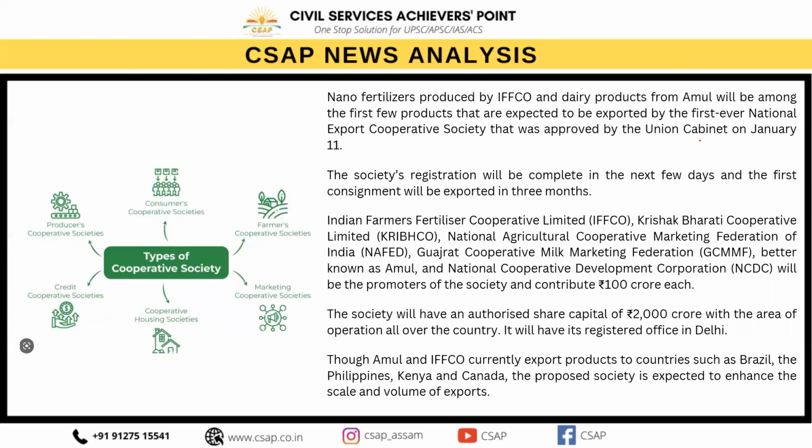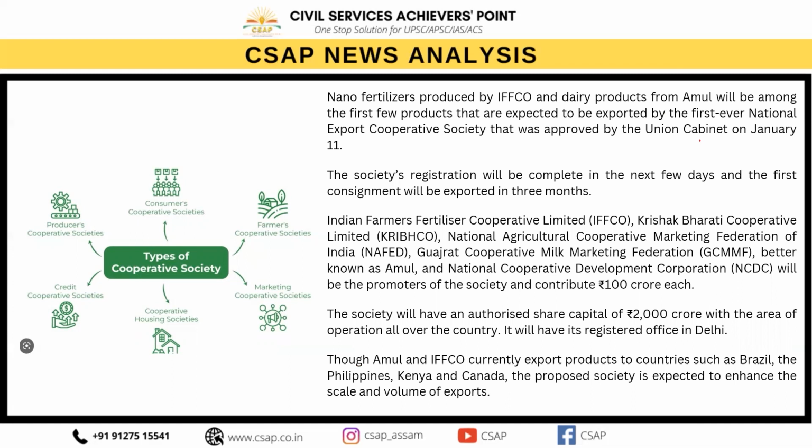Okay, so if I see about this National Export Cooperative Society, the society will have an authorized share capital of around 2,000 crore, so that it will have an area of operation all over the country. So this National Export Cooperative Society will directly work with different export promotion councils under the Ministry of Commerce, and the society will provide end-to-end services to the cooperatives under their respective segments.